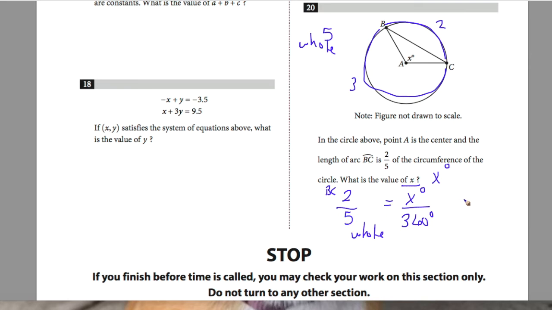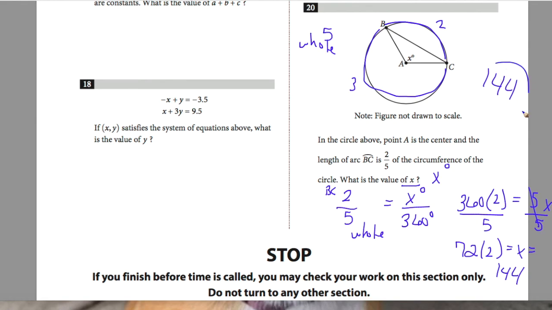I would cross multiply. I then end up getting 360 times 2 equals, let's say, x times 5. I would then divide by 5 in order to simplify. So I'm going to get 360 divided by 5 first. That gives me 72, and then multiplied by 2 equals x. So x equals 144. So 144 should be your answer to number 20.